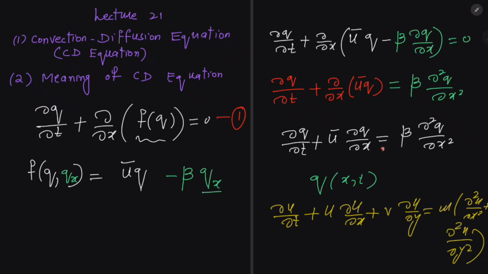This is only for x and t, but here u is a function of x, y, and t for the time being. Okay, so this was all about the convection diffusion equation. Thank you for watching.